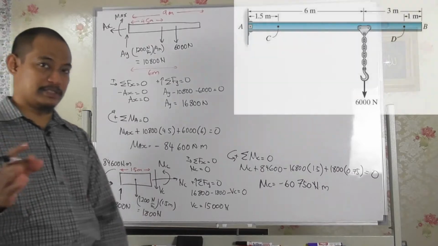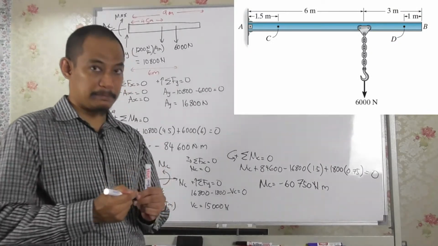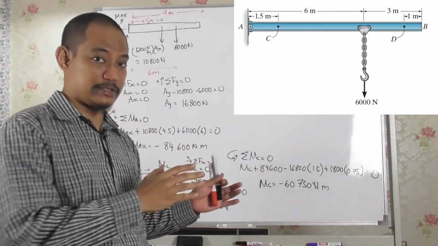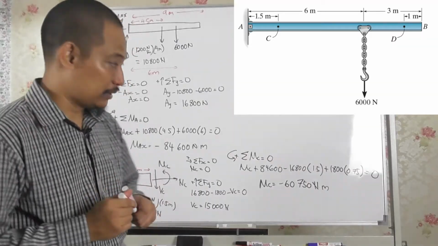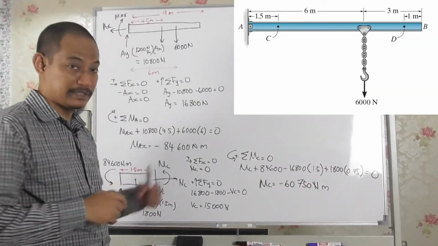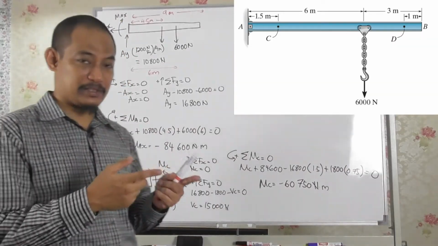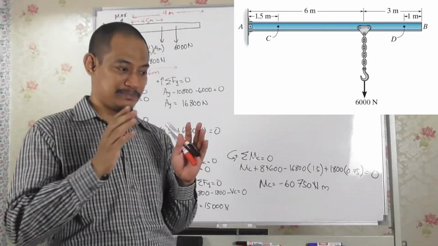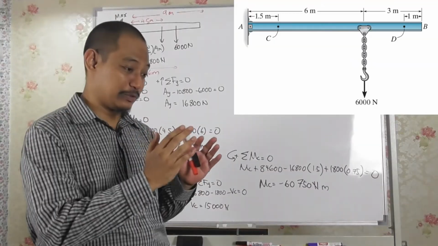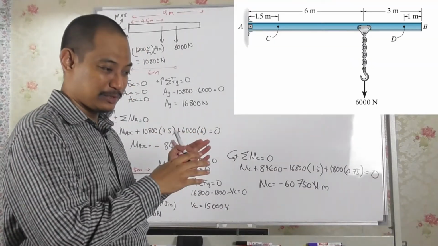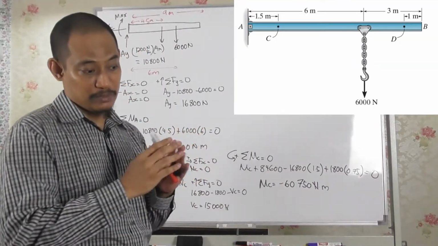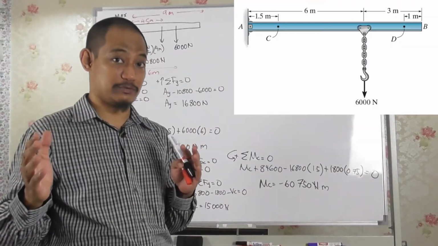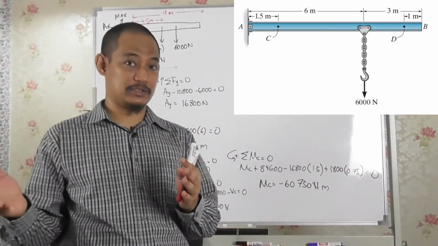So the answer will be the same, be it you take the left side or the right side. The difference is the length of the calculation, because in particular for this problem, if you cut at point C and want to take the left side, you have to solve for the support reaction first. If you take the right side, there's no need for the support reaction. So that's why it is shorter.